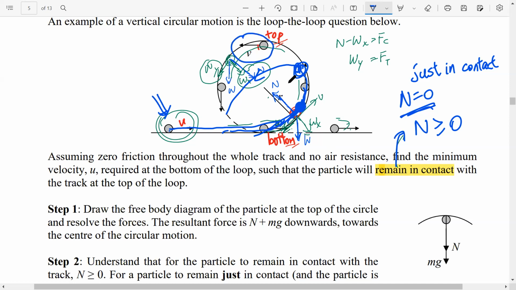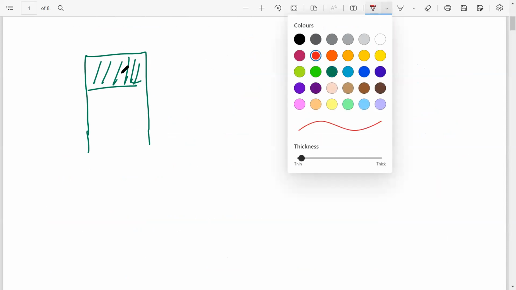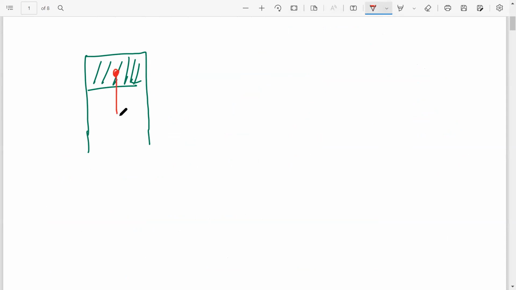So now, before I continue on this, let me explain the water bottle one, why the water doesn't drop out. It's also about this remaining in contact. So for the water bottle, what happened is this. The water is here, right? Let's draw the free body diagram of this water first. The free body diagram will be this weight and the normal contact force.